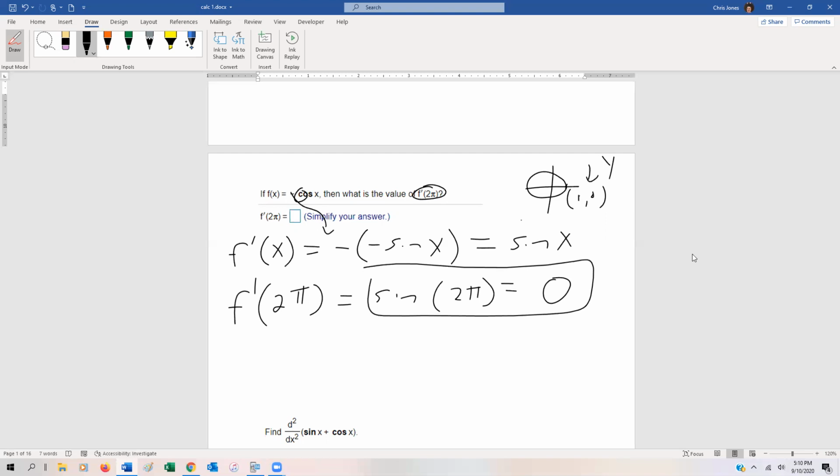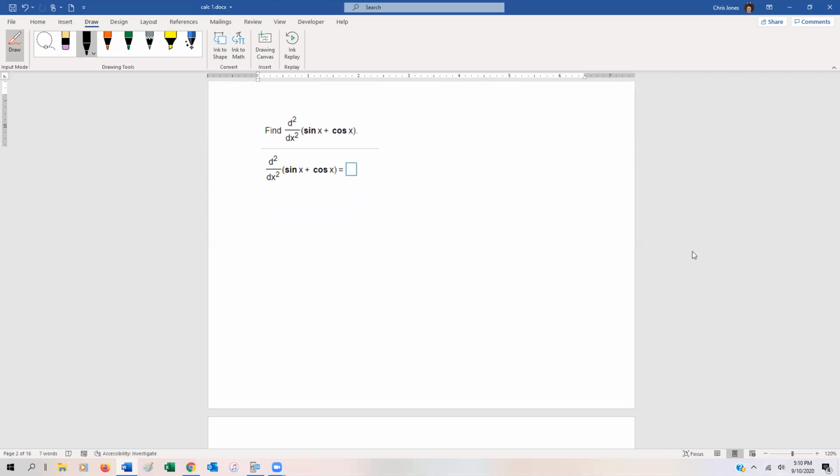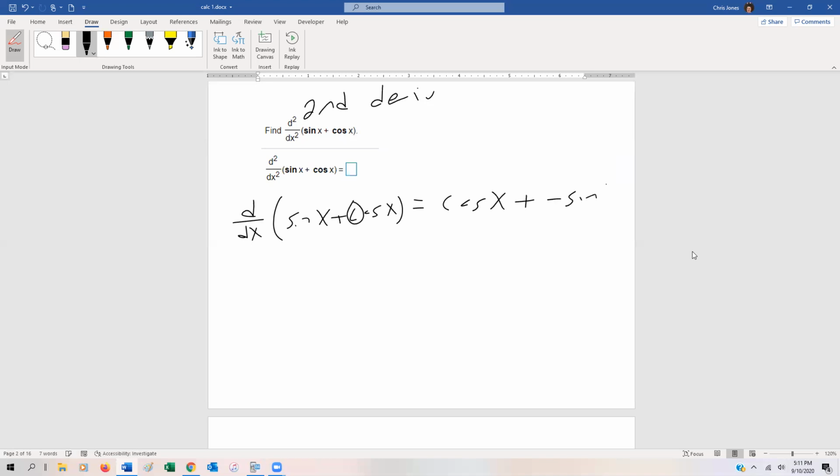So pretty easy. Another example. This is asking us to find the second derivative of sine x plus cos x. And this is actually a fairly easy problem. So let's first of all find d/dx of just sine x plus cos x. We know the derivative of sine is going to be cosine of x. And we know that the derivative of cosine, because it begins with a C, is minus sine x. All right, so that's our first derivative.